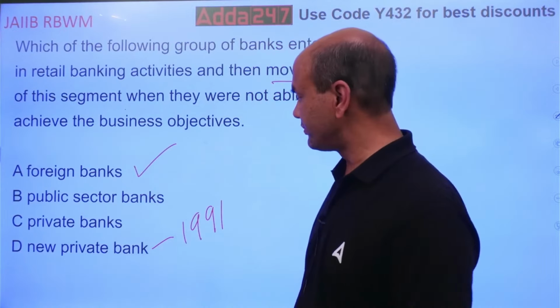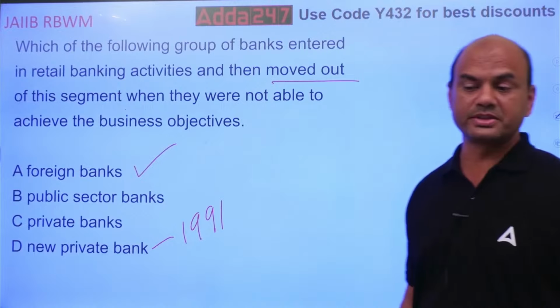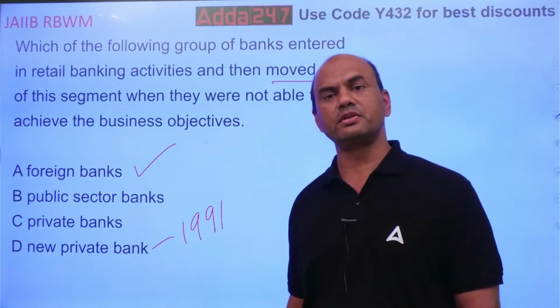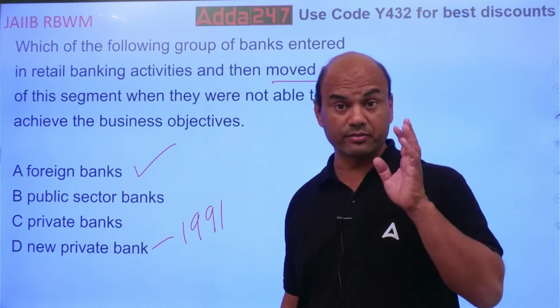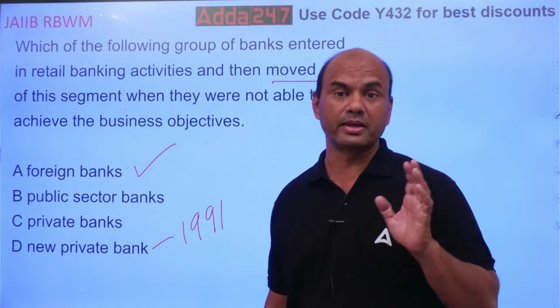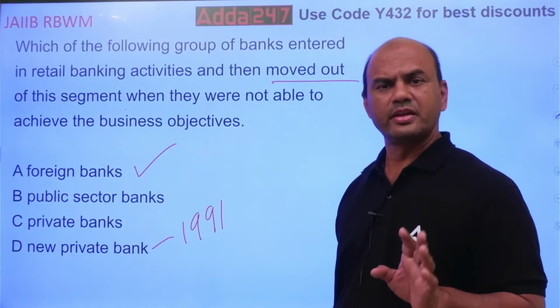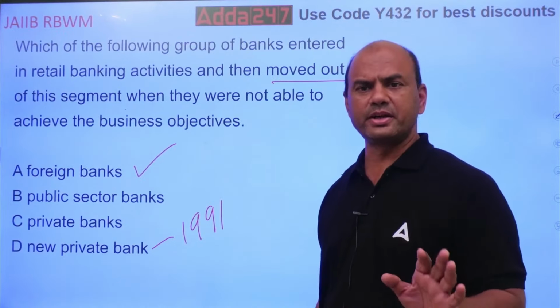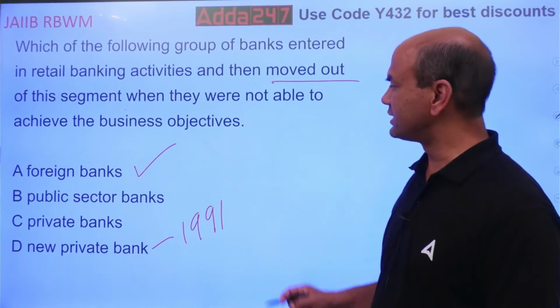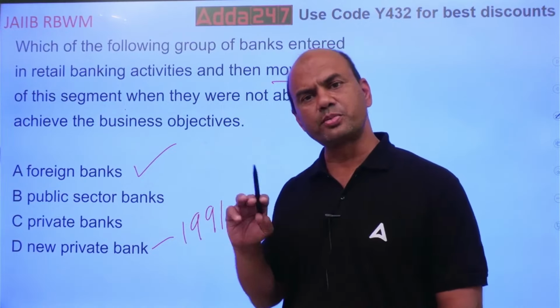Foreign banks. Foreign banks moved out of the business immediately the day they saw there is no profit. That is the worst thing about the foreign banks. They are here for profits. They have profit in their minds. So when they entered the business, there was a huge profit.